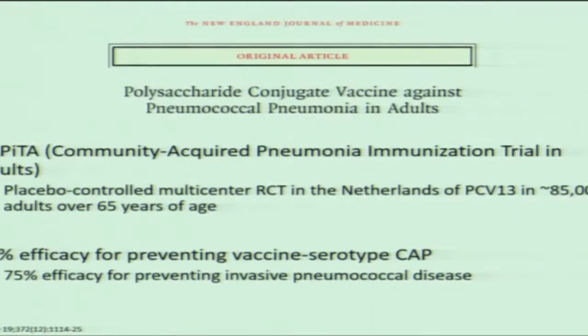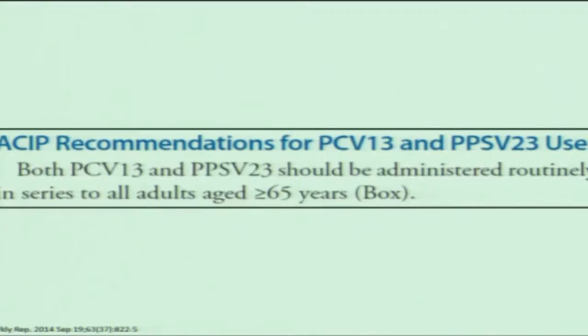So it stands to reason that if giving children the vaccine is so beneficial, there might be added benefit to giving adults the protein conjugate vaccine. So that prompted this large randomized controlled trial in the Netherlands in 2008. The investigators in this study found an efficacy of 45% for PCV13 against vaccine serotype-specific pneumonia, which was pretty dramatic. So it was based largely on the results of this large clinical trial that the ACIP recommended in 2014 to give PCV13 vaccine routinely to all adults over the age of 65 in the United States.